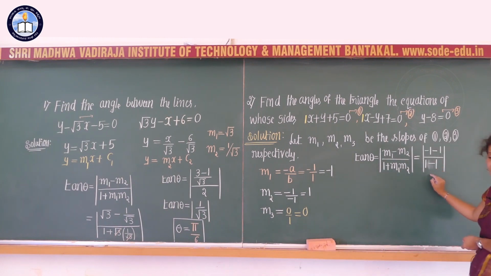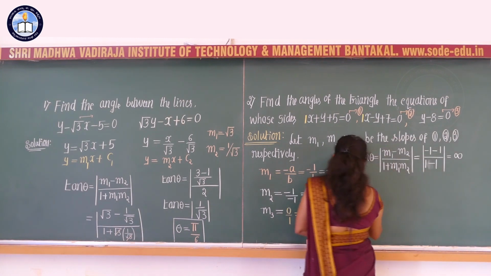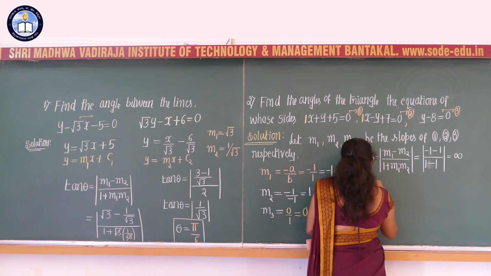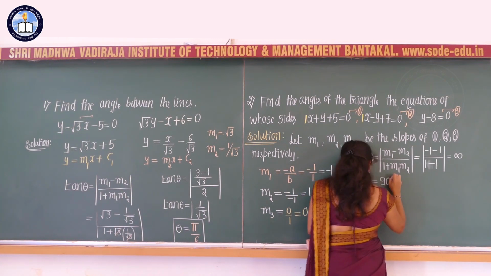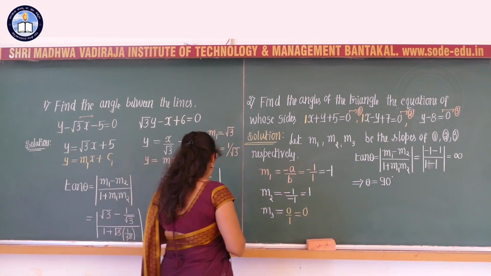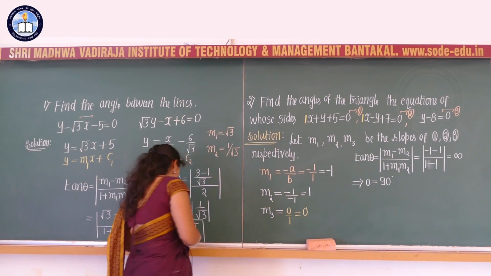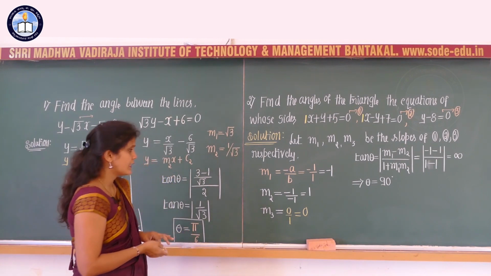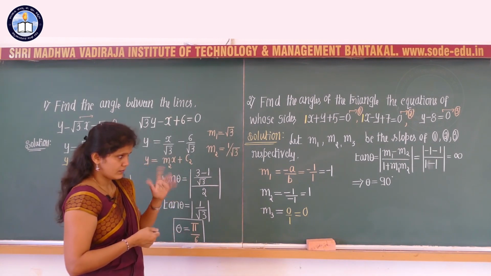Any value divided by 0 is infinite, correct. So we get tan theta is equal to infinite, which implies that theta is equal to 90 degree. Tan 90 degree is infinite. So m1 is perpendicular to m2.